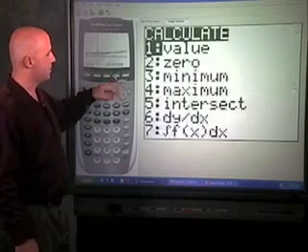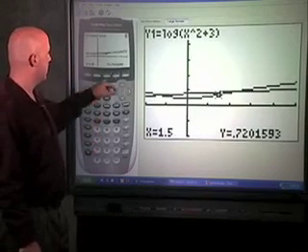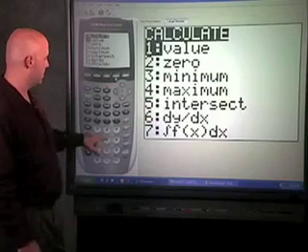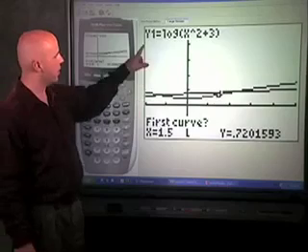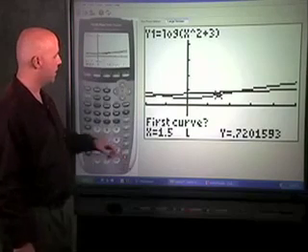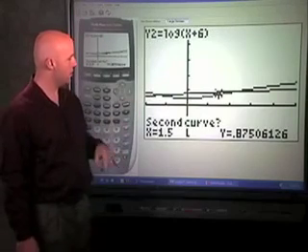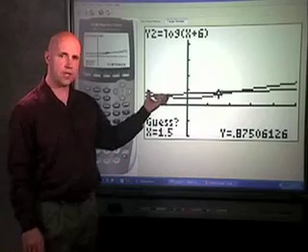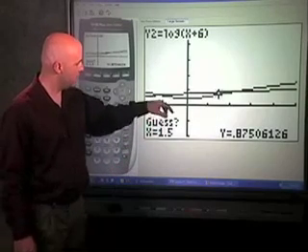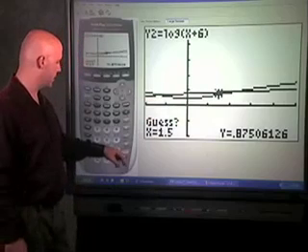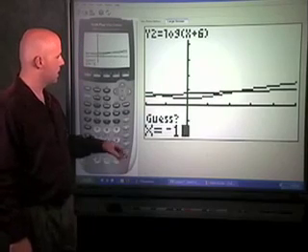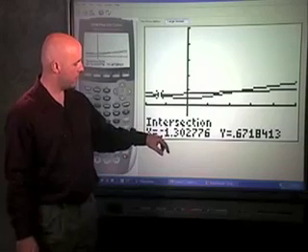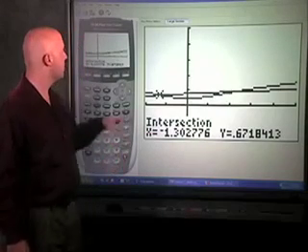We go to our calc menu. We're going to pick option number 5 for intersect. First curve, we're on y1, so we'll just hit enter. Second curve, we're on y2, we'll hit enter. And now we need a guess. We're going to find this first intersection point over here on the left, and it looks to be somewhere near -1. So we're going to use -1 as our guess. Hit enter. And so we get an intersection point at roughly -1.30.